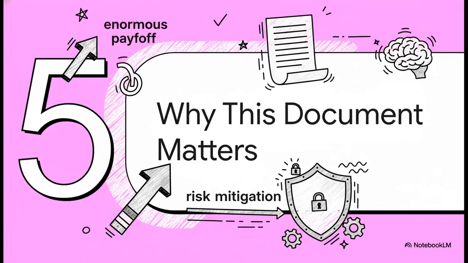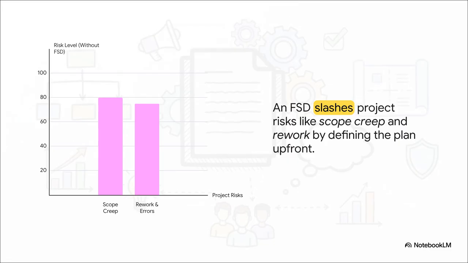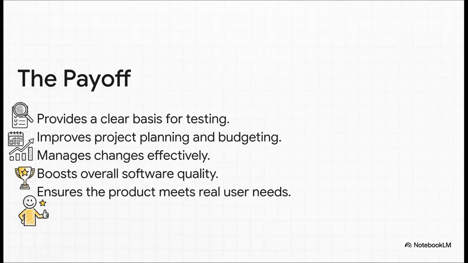So why go through all this trouble? I mean, it sounds like a lot of work, right? It's because the payoff is enormous. A well-crafted FSD isn't just paperwork. It's a powerful tool for heading off disaster before it starts. Just look at the impact here. The risk of scope creep, those little, can we just add one more thing requests that derail projects? It gets slashed. The exact same thing goes for costly rework and errors. By defining everything clearly up front, you get it right the first time, or at least you're a heck of a lot closer. When it comes right down to it, the benefits are just undeniable.